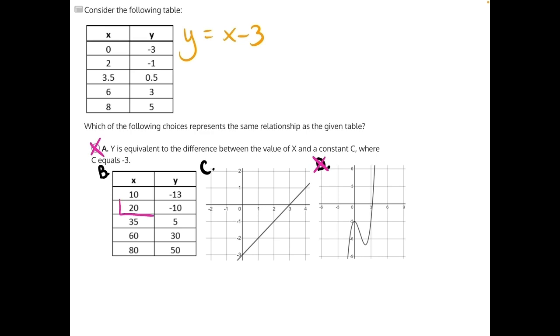If we look at these 2 points here, for 20 to become negative 10, we'd have to multiply by negative 1/2. The rest of this table, if this were a linear function, should have the same relationship of multiplying everything by negative 1/2.